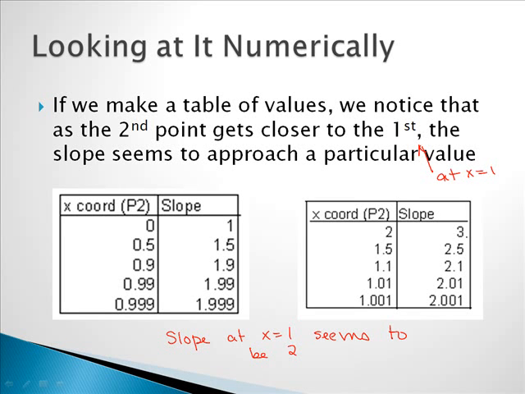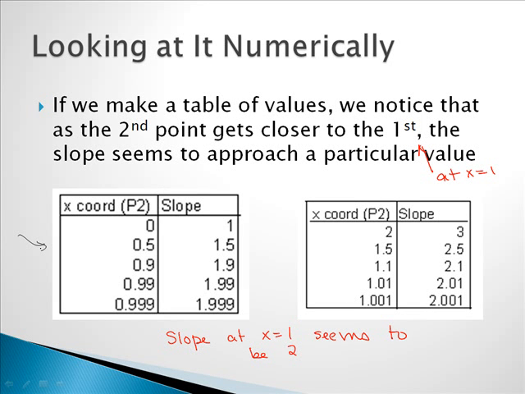Let's go ahead and make a table of values, figuring out the slope of the secant as we bring P2 closer and closer to P1. And remember, P1 is the point x equals 1, and that's where we're interested in finding the slope of the tangent line. So does the slope of the secant seem to approach a particular value? So first, let's consider the table on the left.